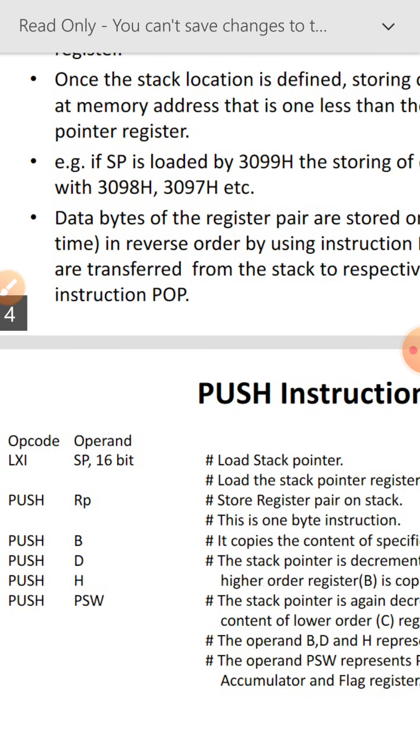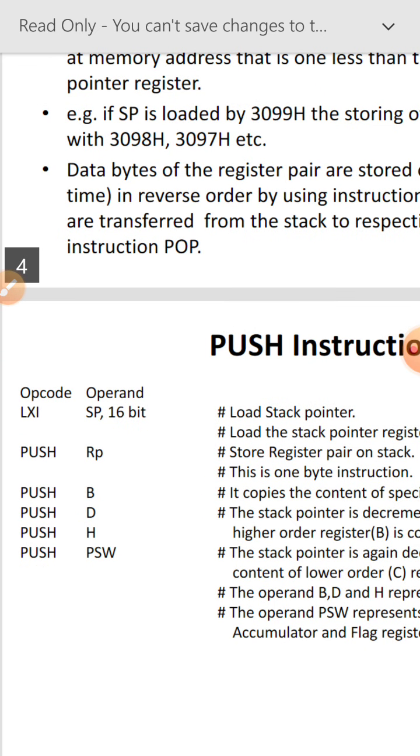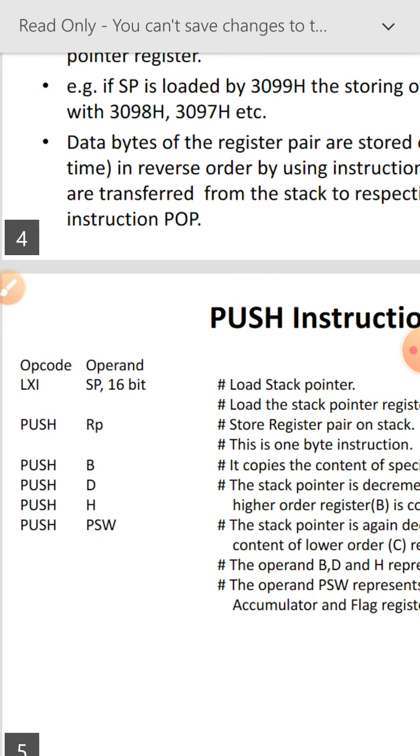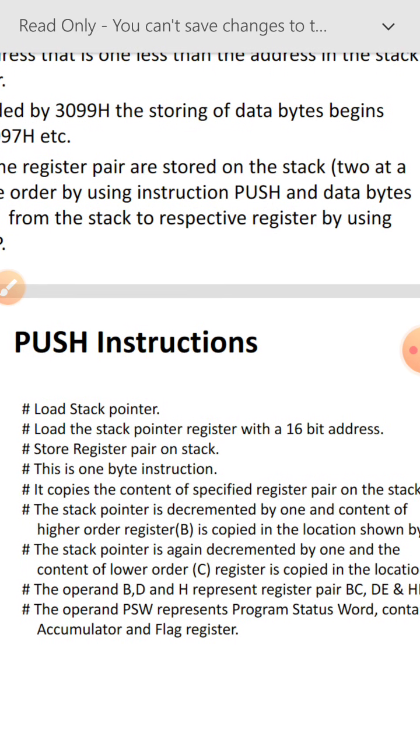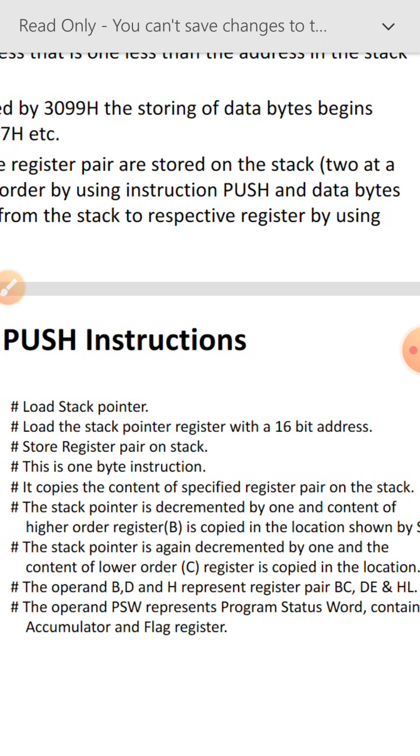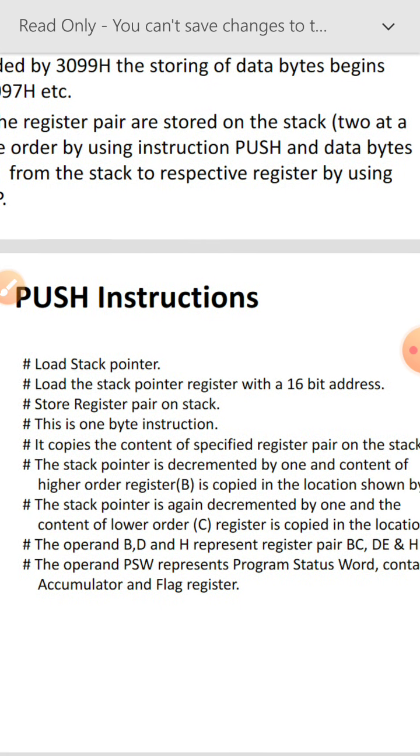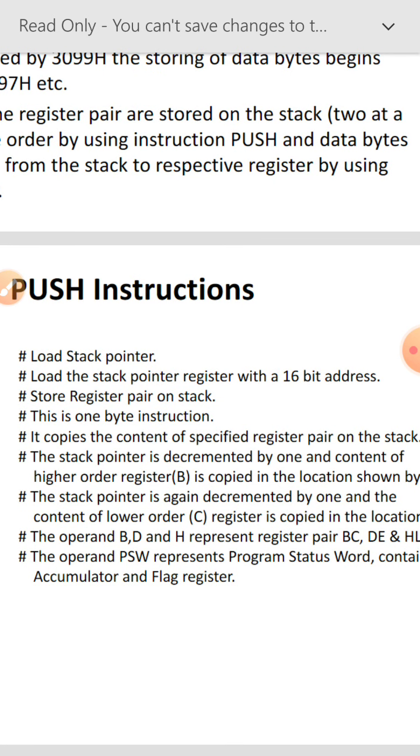Now push RP, how does it work? Push RP can be used as push B, push D, push H, and push PSW. It simply stores the register pair data into the stack. This is a single byte instruction. It copies the content of a specified register pair onto the stack. The stack pointer is first decremented by 1, and then the content of the higher order register is copied into the stack pointer location.